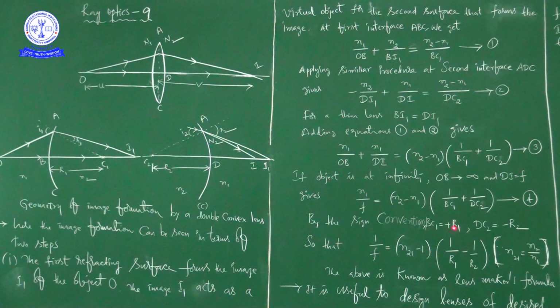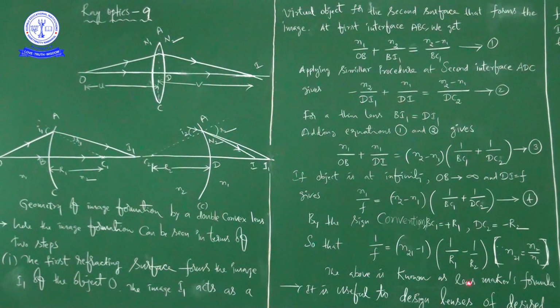So BC1 is equal to plus R1 and DC2 is equal to minus R2. So 1 by F is equal to, dividing the whole equation by N1, N2 by N1 minus N1 by N1, which is 1, into (1 by R1 minus 1 by R2). In place of N2 by N1 we are writing N21, the refractive index of the second medium with respect to the first medium, equal to N2 by N1. The above is known as the lens maker's formula.